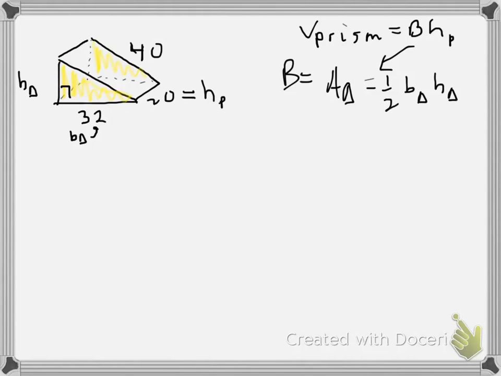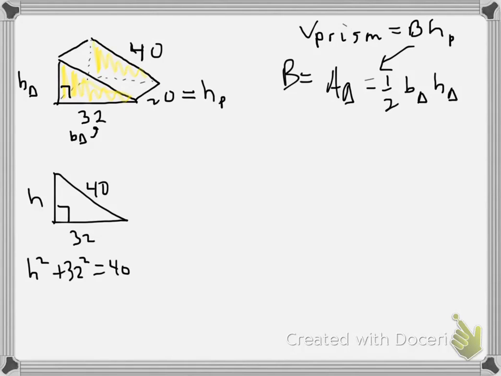And we know that height because if I redraw that triangle, we're going to have a 32, 40, and then we'll call this H. Well, that's a right triangle, so I can do Pythagorean theorem. Okay, and do all my work. But it turns out when you do that, you get H is 24.